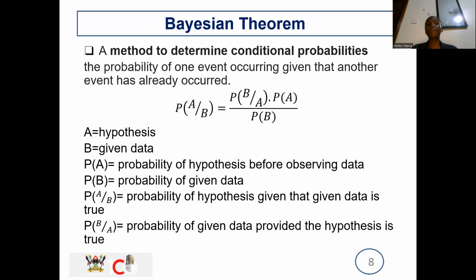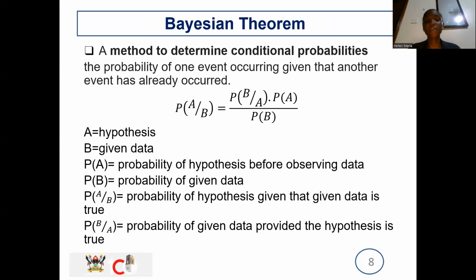We have the Bayesian theorem. So the Bayesian theorem is basically a method to determine conditional probabilities. You may ask, what is a conditional probability? Conditional probability is the probability of an event occurring given that another event has already occurred. So what is the probability that the machine will predict the outcome of an event given its knowledge of another event occurring? So that's the Bayesian theorem.